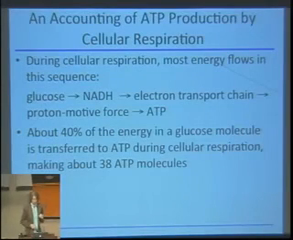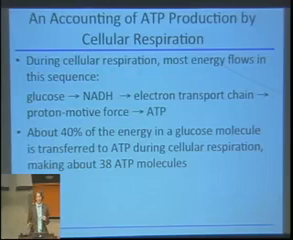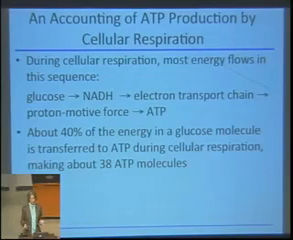And so we can do a little accounting of ATP production during this process of cellular respiration. So basically, energy is flowing in the form of glucose. We're reducing molecules of NAD to NADH, or in one case FAD to FADH2, going through the electron transport chain, producing a proton motive force, and eventually generating molecules of ATP. Now, in the old days, or at least in the previous version of the textbook, the calculation was that about 40% of the energy in a glucose molecule is transferred to ATP. Now, your book says it's really more like 34%.